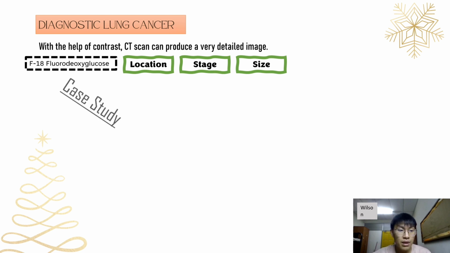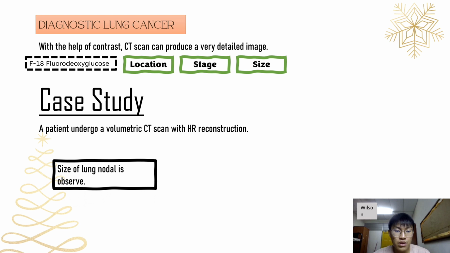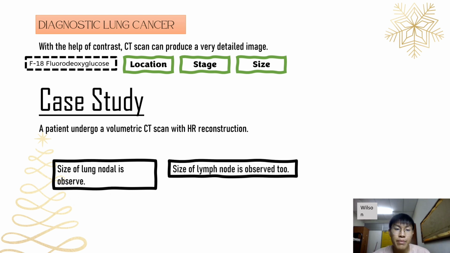And in a case study, a patient undergoes a volumetric CT scan with HR reconstructions, and the doctor will look at the size of the nodule and the size of the lymph node in the image. Why? Because most nodules have the same size. So when they detect a nodule that is larger than the others, it means that the patient has a risk of getting cancer, because cancerous cells grow abnormally, which means that they become bigger than the others. And this indicates that there are tumors.